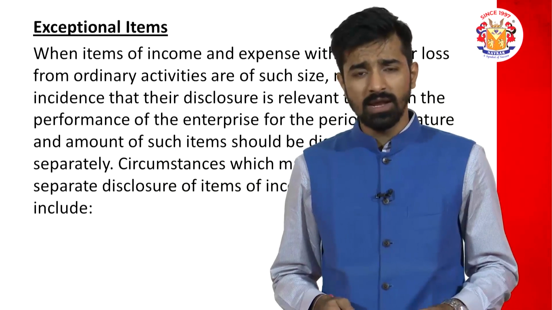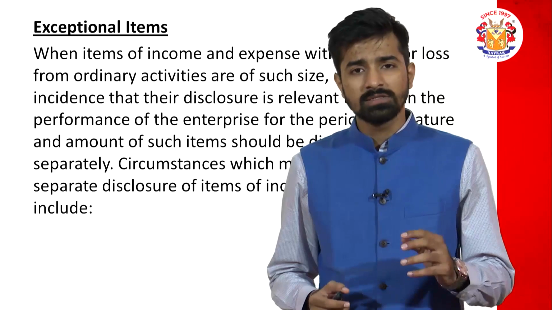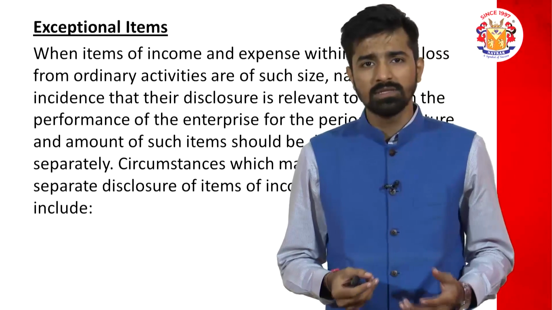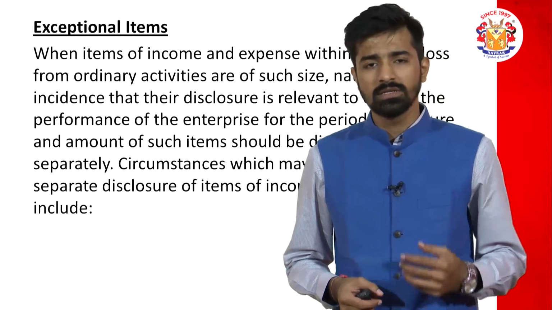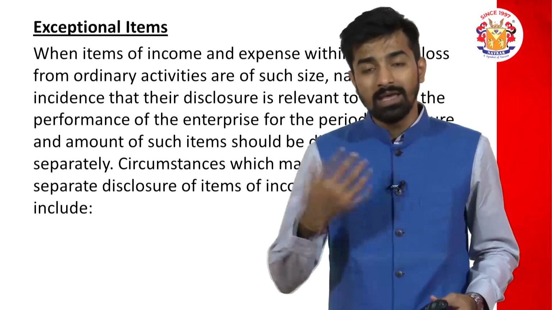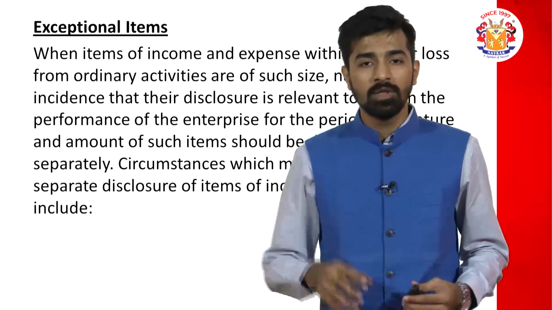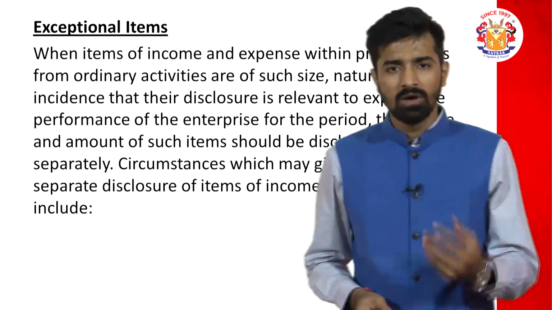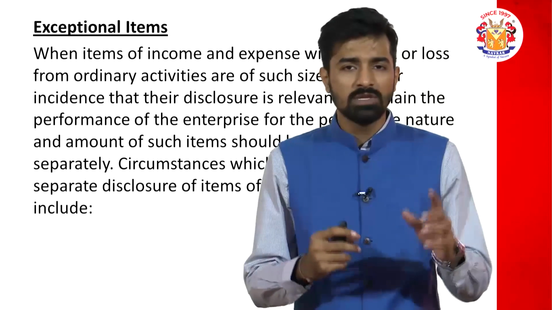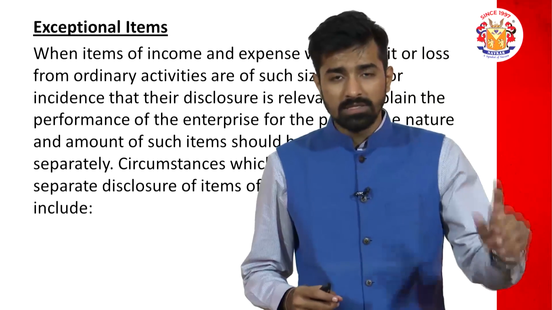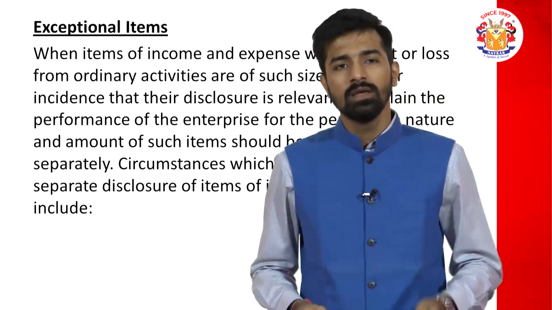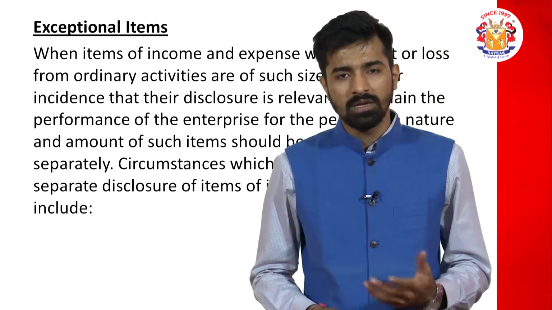So basically, what are exceptional items? They are a part of ordinary activities, but the size, nature, or incidence of such activities are so different that the disclosure is necessary for the enterprise to show its real performance during that period of time. So we discussed why a loss on sale of fixed asset is shown separately, so that the shareholders can perceive that yes, there is a loss on sale of fixed asset, but it is in this year, it might not be in the next year, so the profit will increase in the next year. So that is exceptional items.